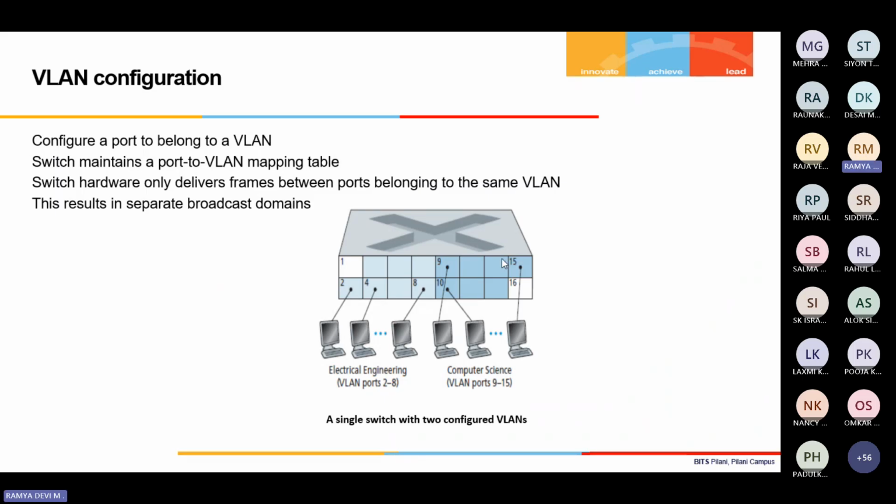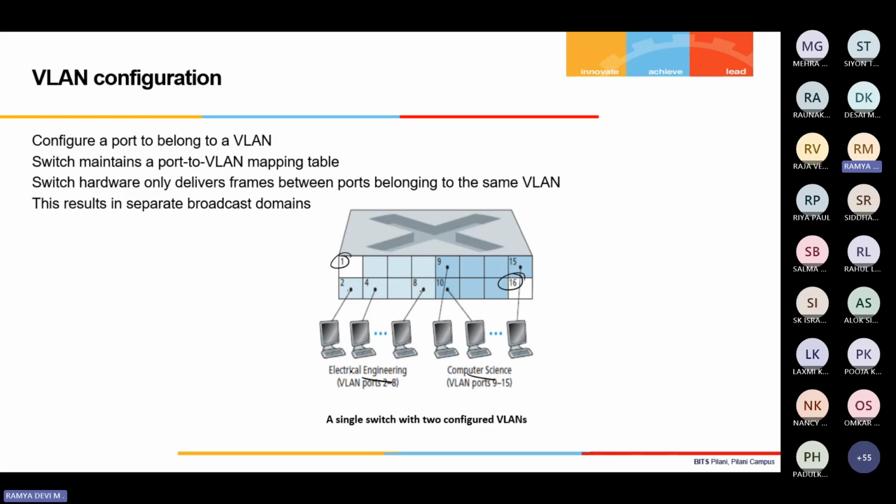Now we'll see how the VLAN can be configured on a single switch. Here it is a 16 port switch, which are numbered from 1 to 16. Ports 2 to 8 are assigned to electrical engineering, and 9 to 15 are connected to the computer science VLAN. Two VLANs are there, electrical engineering and computer science. So they form a logical network within the same physical switch.